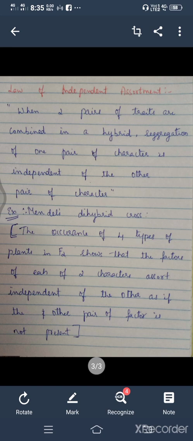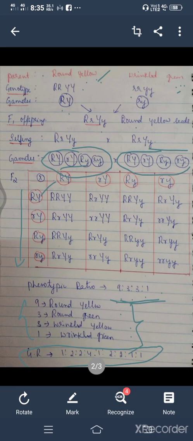Next, based on Mendel's dihybrid cross, he gave a second law called the law of independent assortment. So what is this law? When two pairs of traits are combined in a hybrid, segregation of one pair of characters is independent of the other pair of characters. That is what we saw here. When two pairs of traits are combined together in a hybrid, one pair of characters completely separates from the other pair.